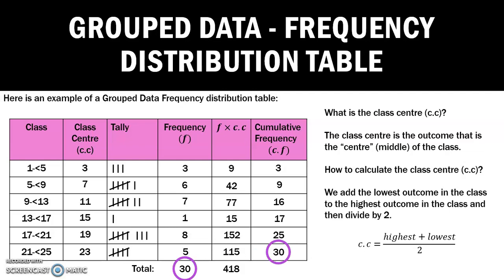Again, these numbers should be exactly the same. If the total of your frequency and the last number in your cumulative frequency column aren't the same, you have made a mistake, and that is okay. Go back and redo it. See if you can find where your mistake is.